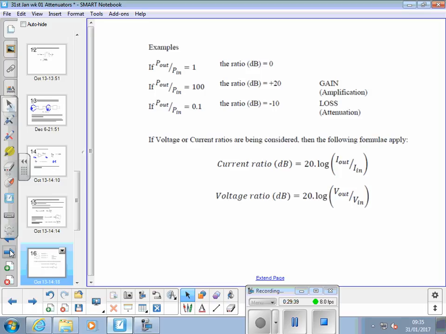There's also a way that you can directly calculate the current ratio and voltage ratio in dB, you multiply the log of either I out over I in or V out over V in. So less common to use those, more common in specifications.